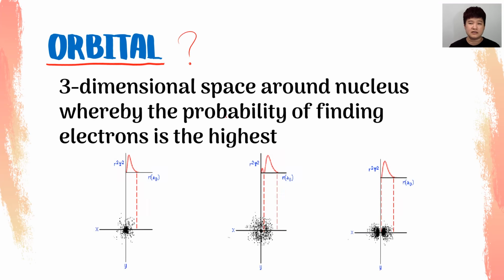First and foremost, what actually is an orbital? An orbital is the place where we have the highest probability of finding an electron. In other words, it's like the house of the electron. Where the electron is located is in the orbital. So it's the area where we have the highest chance of finding electrons.